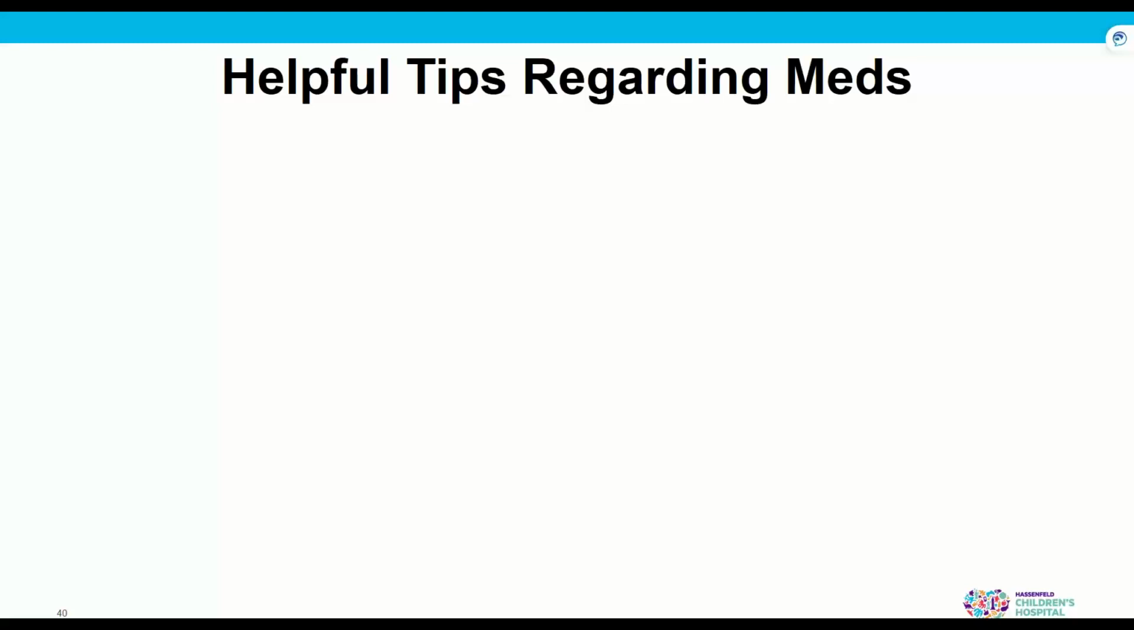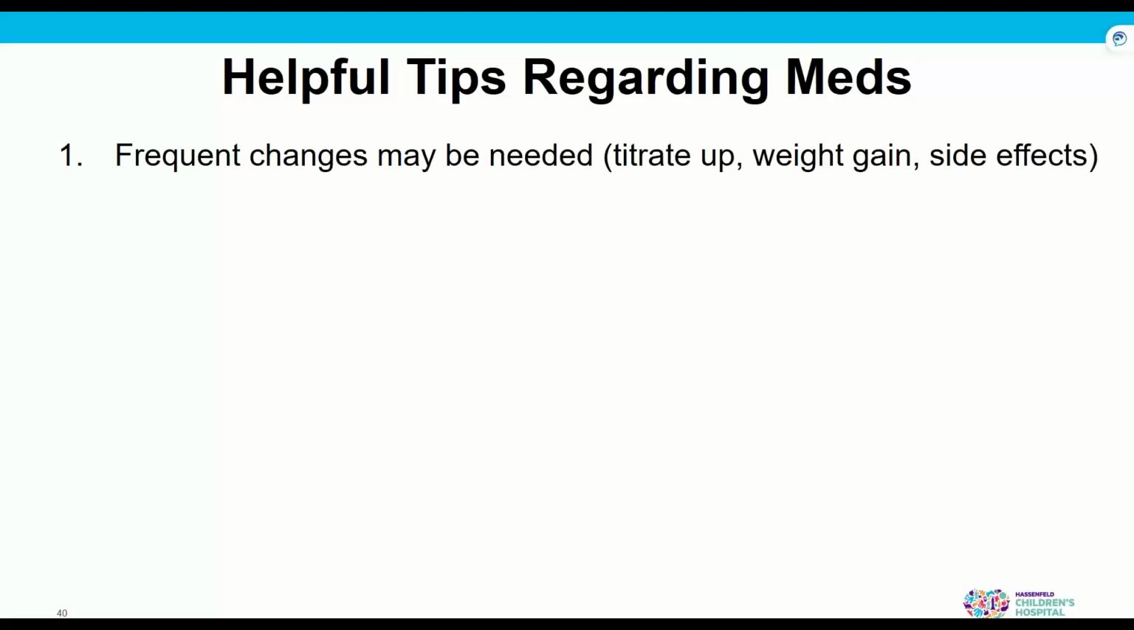So my last slide is just some helpful tips that I put together, hopefully you'll find useful regarding medications in our kids. Just know that frequent changes are common, so don't be surprised if your cardiology team is changing medications around. When we start medications, we tend to start low to minimize side effects, so we will titrate them up. Sometimes we'll ask you to do it at home, or sometimes we'll have you come in frequently to clinic so we can check things like blood pressure or blood work.